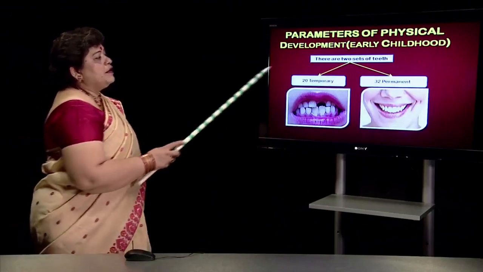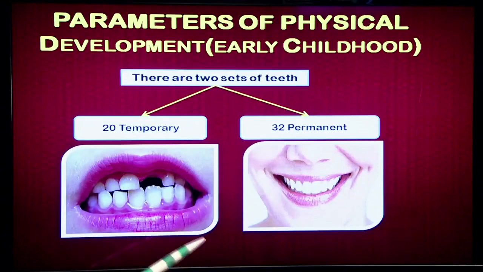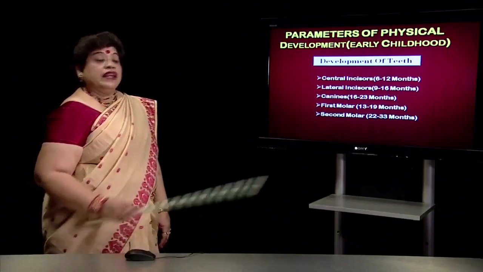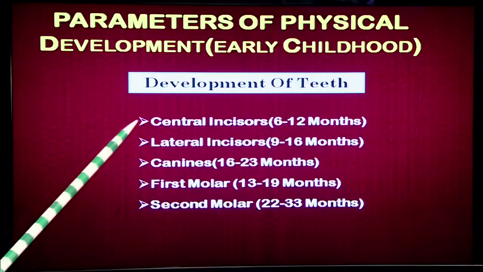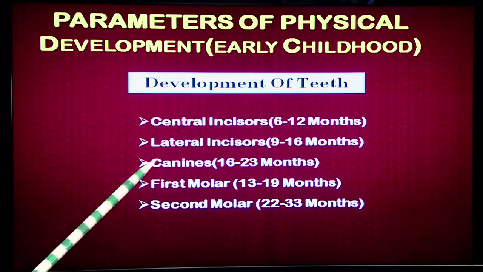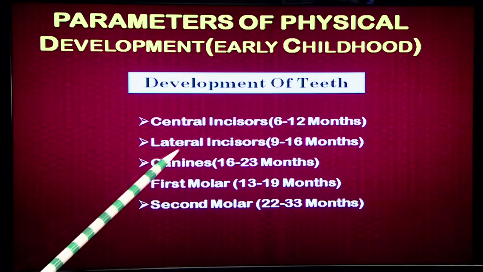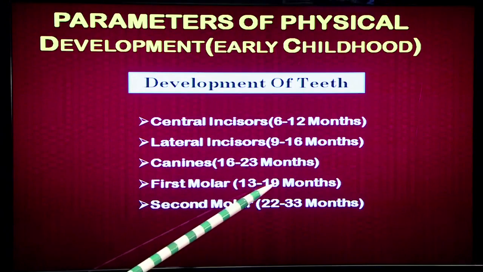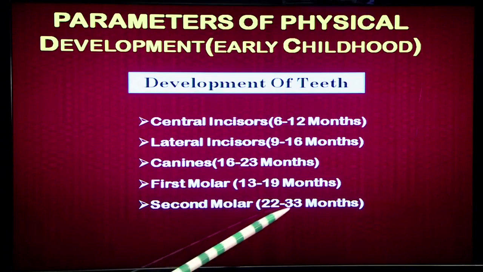Another important parameter of development is the development of teeth. In the beginning, a child has 20 temporary teeth, which are also called milk teeth, and they get replaced by a permanent set. And finally, an adult has 32 permanent teeth. The development of teeth takes place in a particular order. First the central incisors come at the age of 6 to 12 months, lateral incisors from 9 to 16 months, canines from 16 to 23 months, first molar from 13 to 19 months, second molar 22 to 33 months.